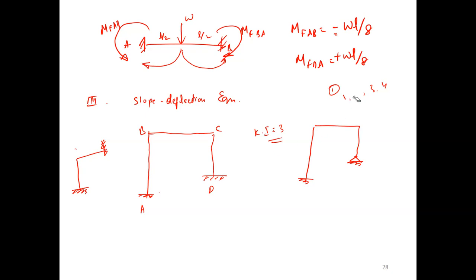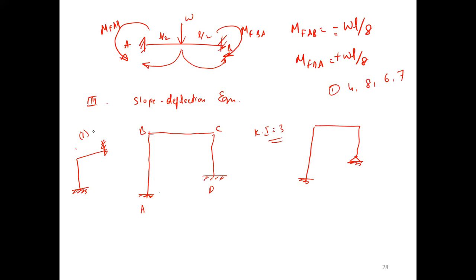Or I will revise the answers. I will give like 4, 8, 6, and 7. Which one? For the first frame, what is the answer? For the first frame, how many slope deflection equations? Sir, 4. Any other answers?